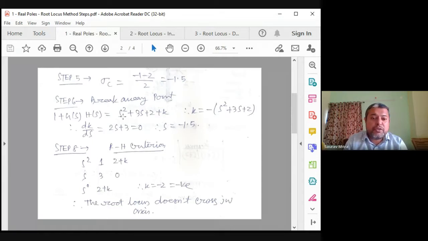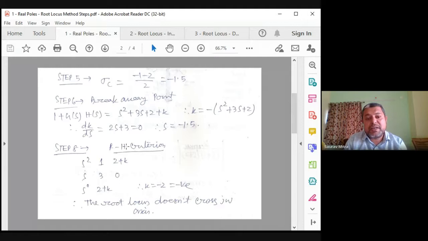What is the even polynomial? It is S square and 2 plus k. So we are writing the equation of this. For S square, what is the coefficient? It is 1. And the constant is 2 plus k. And what is the coefficient of S? That is S to 1, that is 3.